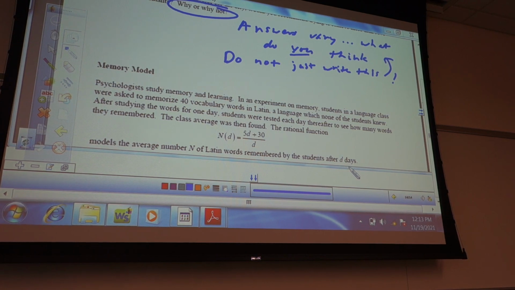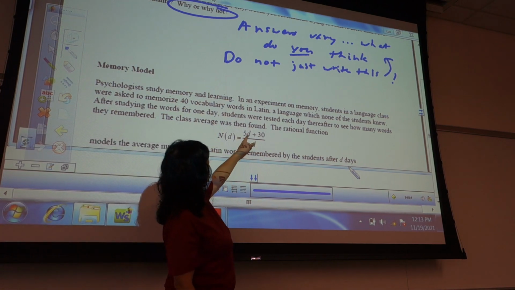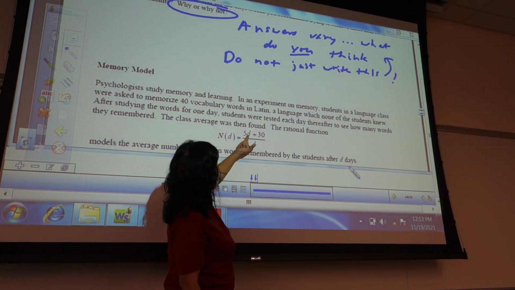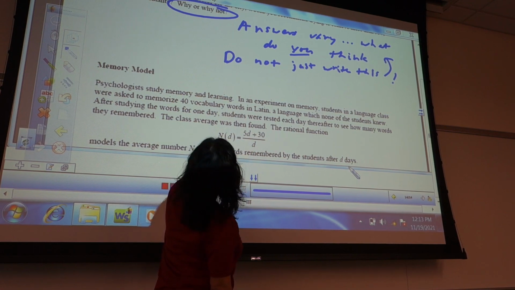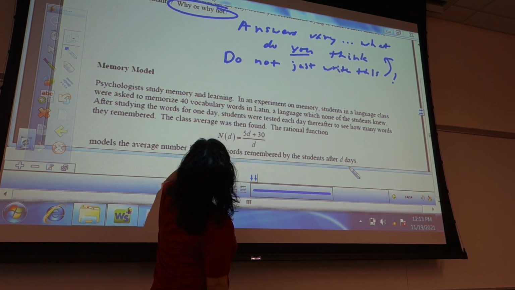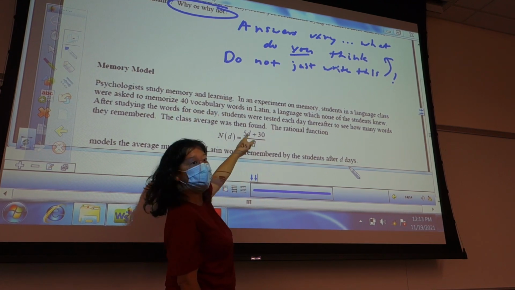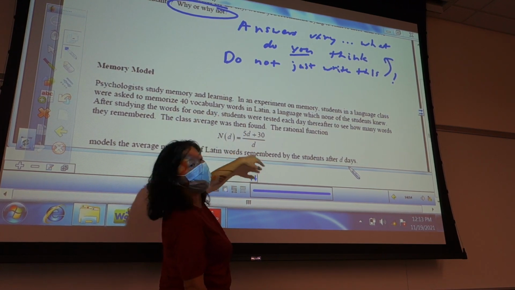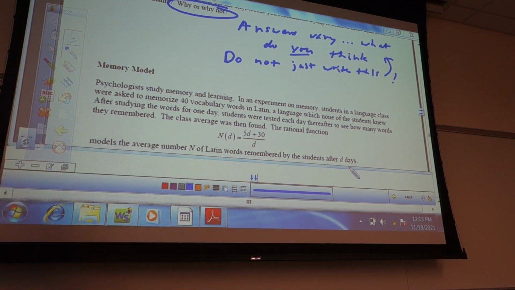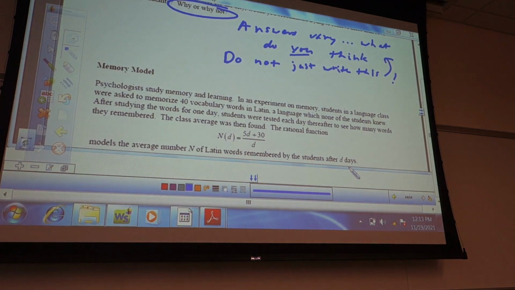Right, so after 1 day, they'd remember 5 times 1 plus 30 divided by 1. They remembered 35, 35 out of the 40. Does that make sense? So that's pretty good. But after 2 days, they remember less. It becomes this interesting thing, which we'll see in just a second.